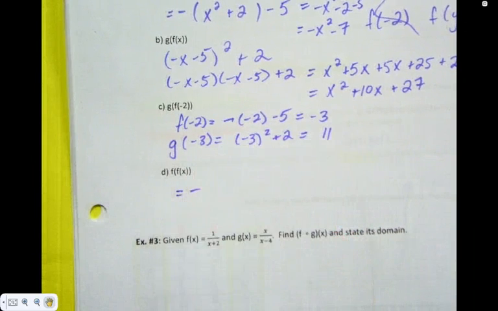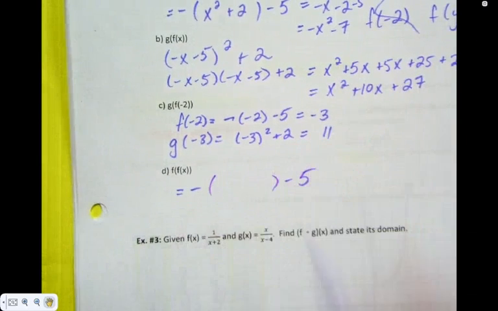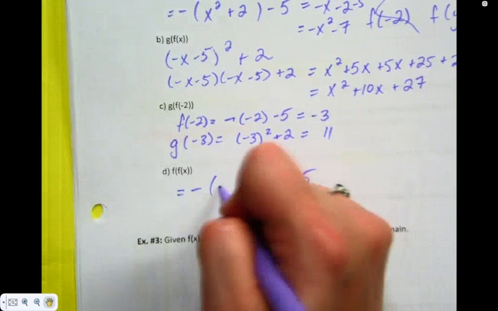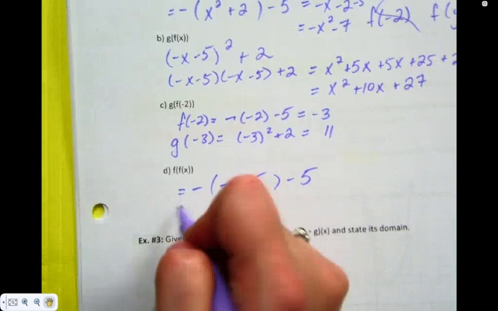So I'm going to keep that negative, I'm going to keep that negative 5 that's at the back. I'm going to take x out, and what am I putting in? X minus 5. There's a function within itself. Now we just simplify the way we normally would.